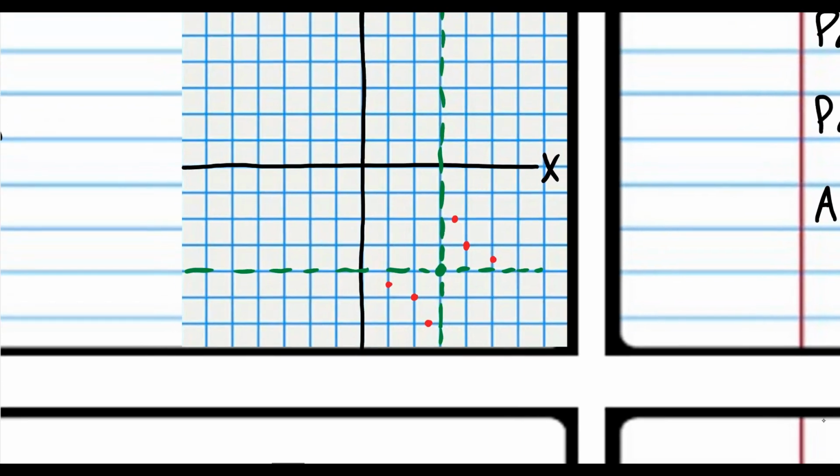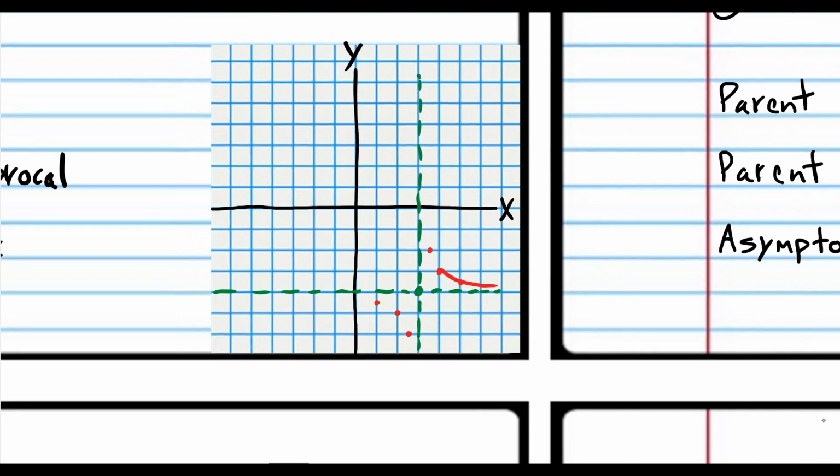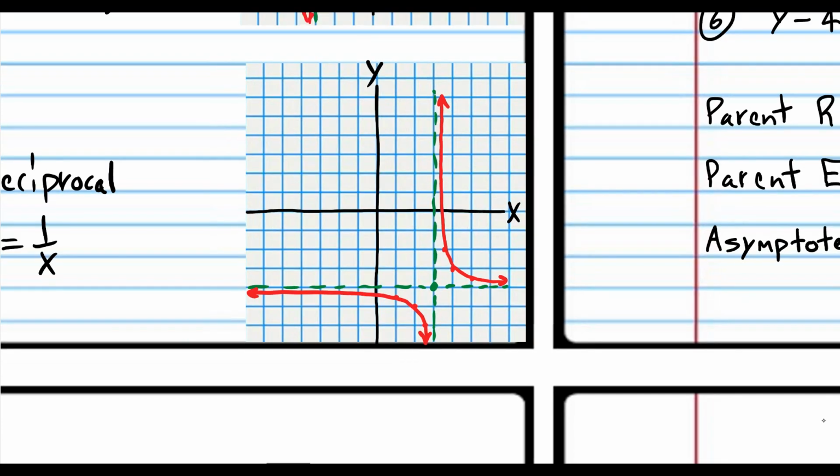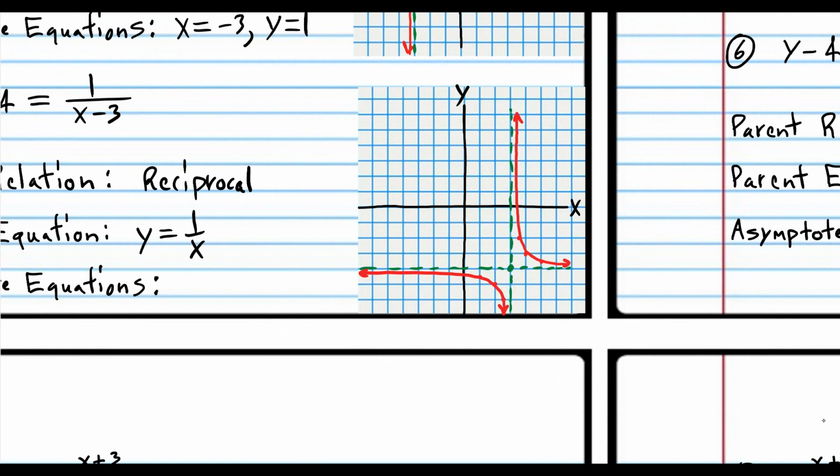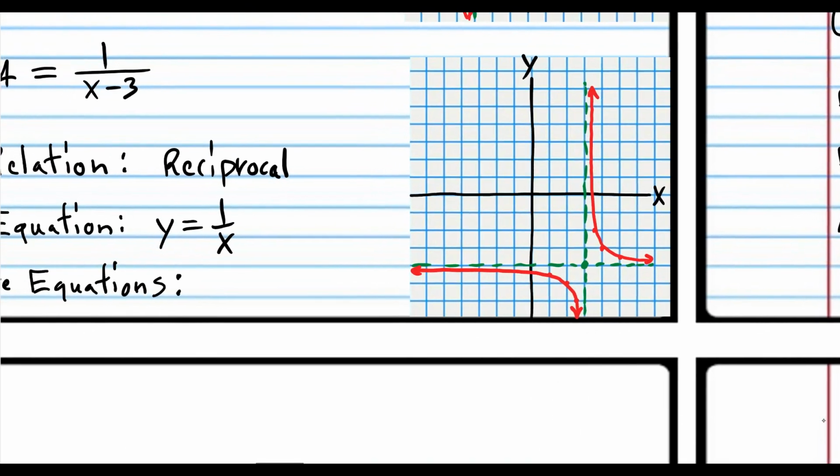center there, and we're just going to connect the dots, understanding that as we go up, down, left, right, we get closer and closer to the dotted asymptotes. That's why they're called asymptotes, because our graph just keeps getting closer and closer to those invisible dotted lines.